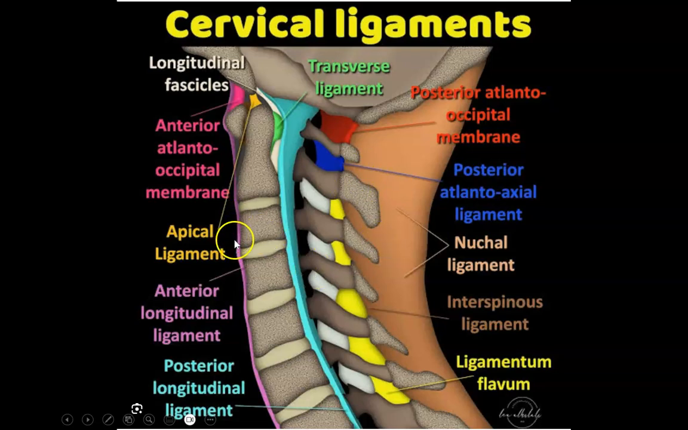Another view, anterior longitudinal ligament, posterior longitudinal ligament, ligamentum flavum from the upper border of one lamina below to the upper third of the anterior surface of the lamina above, and here the interspinous and supraspinous ligaments in the neck called ligamentum nuchae.